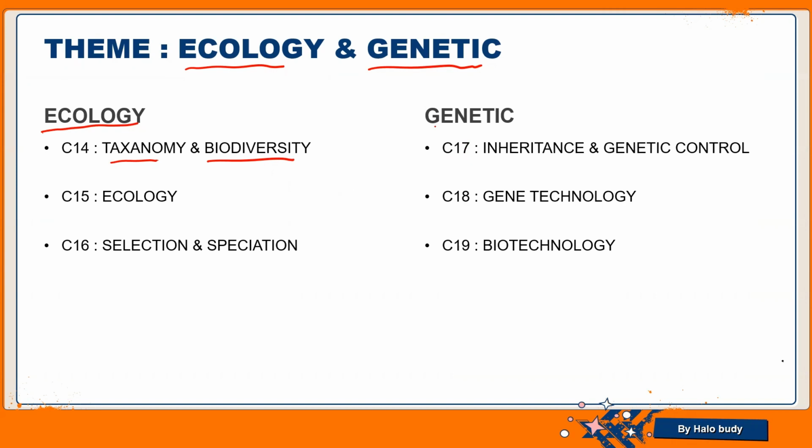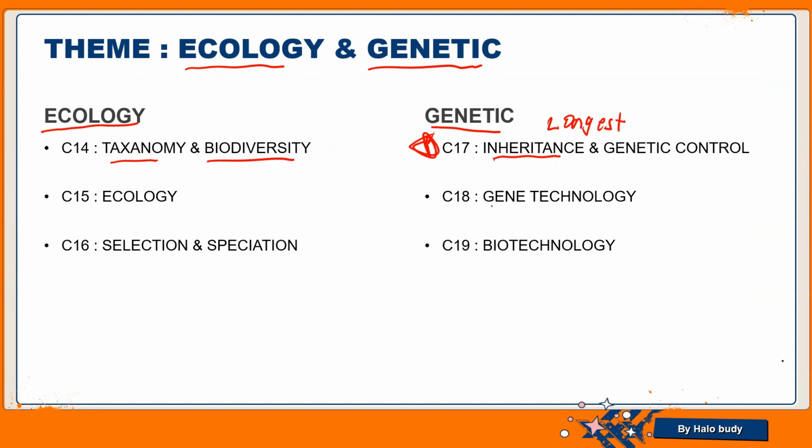For genetics, there are also 3 chapters. C17 is inheritance and genetic control, and this is the longest chapter in this semester. Later you can see how long it is. You have to learn many things because actually it's 2 different topics, inheritance and genetic control, but MPM put them in 1 chapter. For inheritance, I think in SPM you already learned about Mendel. But in STPM, you not only learn Mendel, later you will see it.